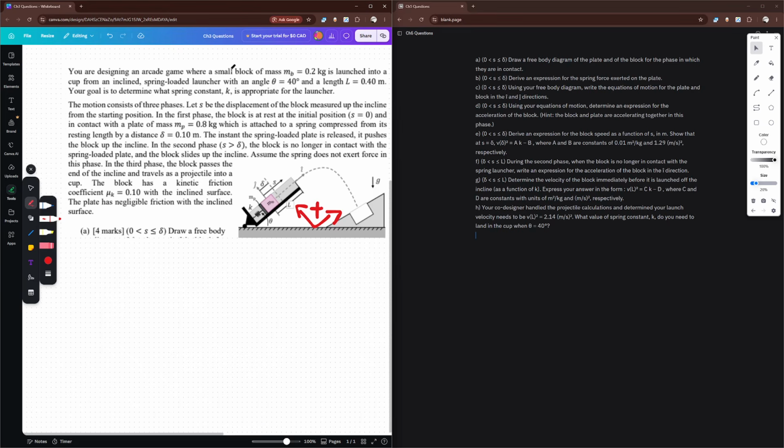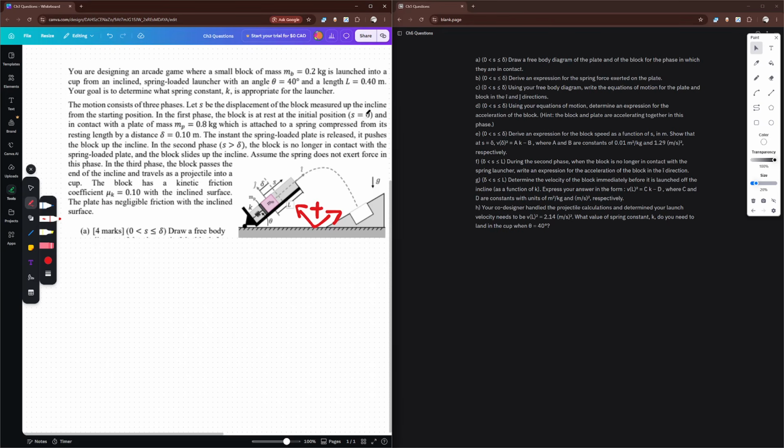So we have mass of the block in pink, 0.2 kilograms. Inclined angle theta equals 40 degrees. There's theta. Length L equals 0.40 meters. So from the middle of the block to the edge here, that's 0.4 meters. Determine spring constant k, right? s is a displacement of the block.